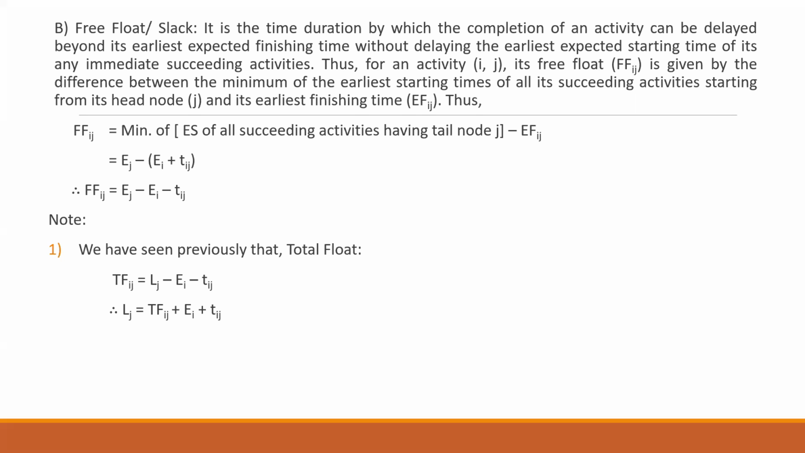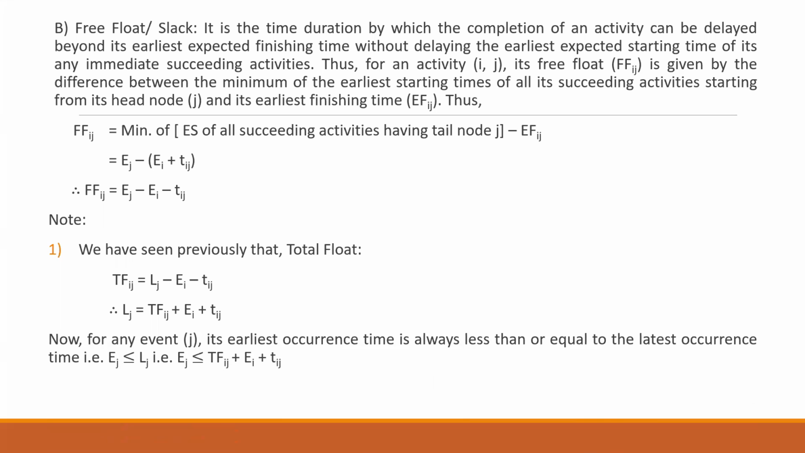Now, for any event j, please remember, the earliest occurrence time is always less than or equal to the latest occurrence time. That is, your Ej is always less than or equal to Lj. Agreed? Using this, we can write this further as Ej less than or equal to TFij plus Ei plus tij.